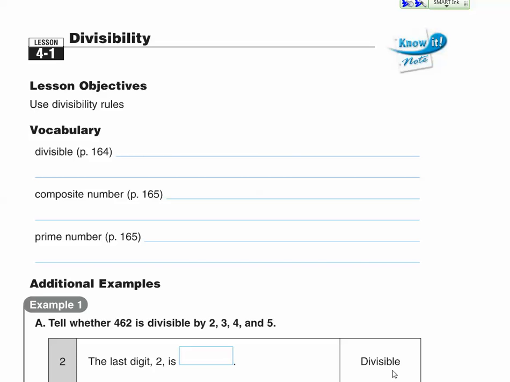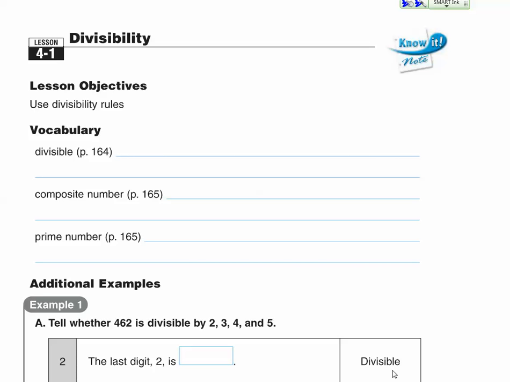Okay, Panthers, we are taking a look at section 4.1, which deals with divisibility. Our lesson objective for today is to be able to use our divisibility rules. And basically, divisibility rules are kind of a shortcut, especially when we're looking at dividing larger numbers. And there's a couple of vocabulary terms here that we need to make sure we know. The first one is divisible.